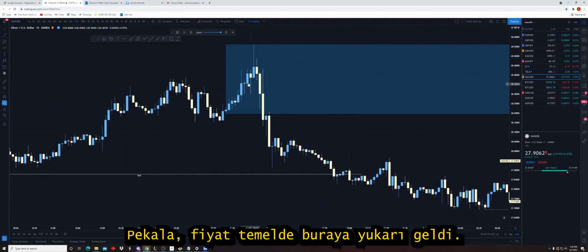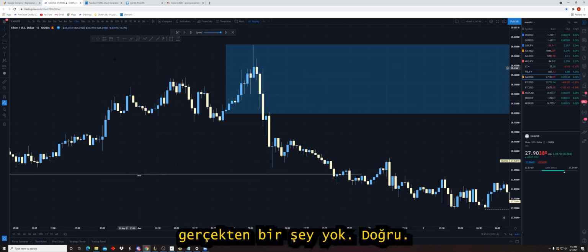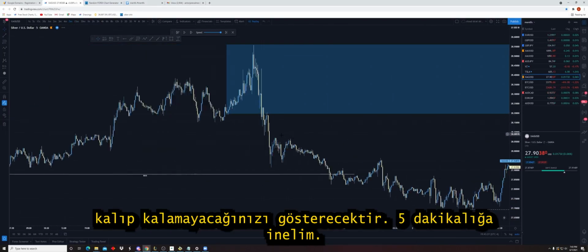Well, price basically came up here, liquidated some highs, tested it with this wick, and then broke down. Nothing really that we can refine to, right? So we should get a little bit lower, right? So price will show you whether you can get lower or stay on the time frame you're at to refine it. Let's go to a 5-minute. Ask ourselves the same question.